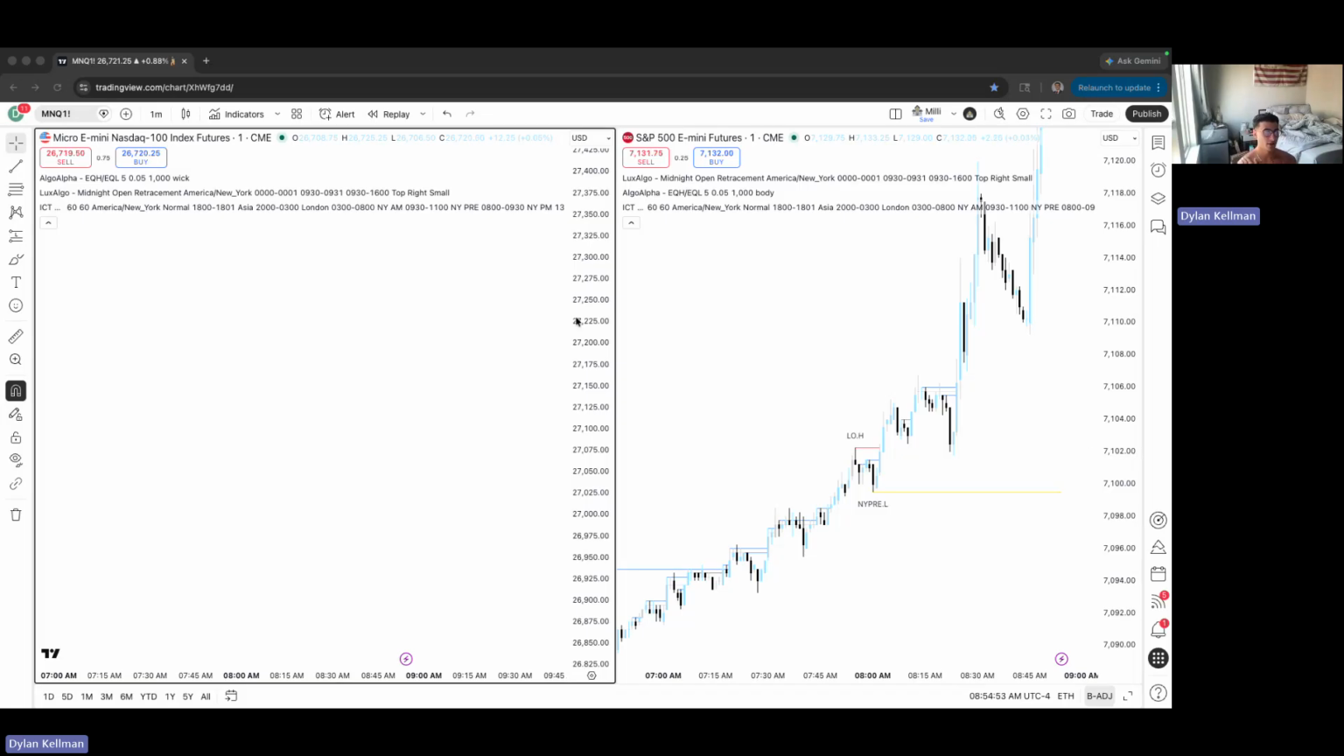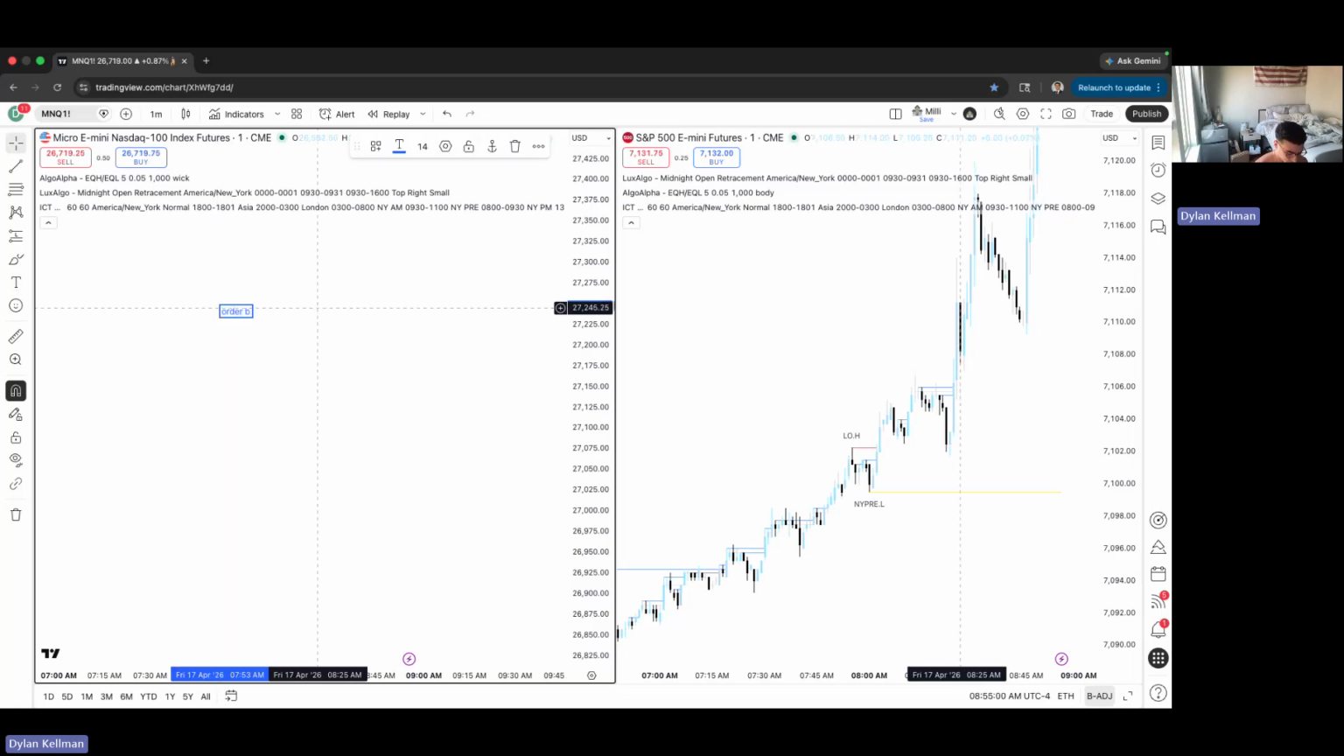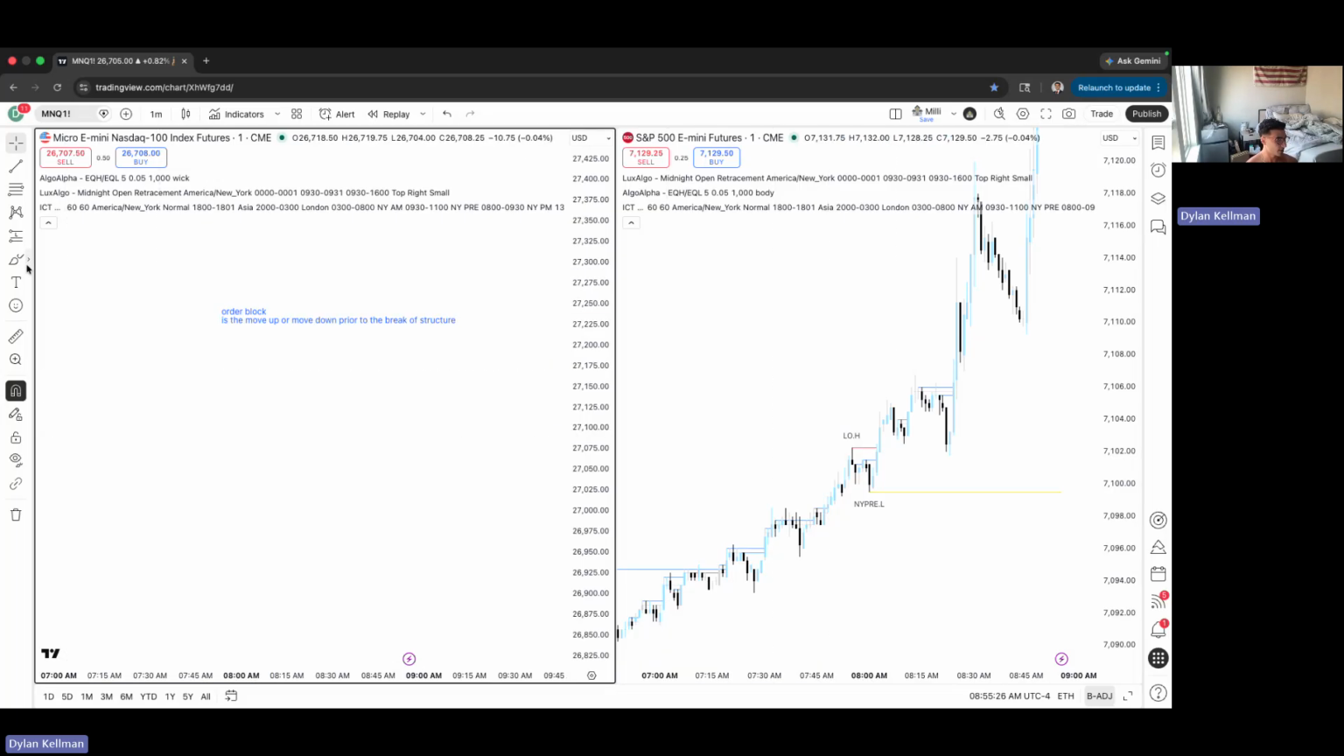But today we're gonna go over order blocks, okay? So let's just go with this. What is an order block? An order block is the move up or move down prior to the break of structure. And I'm pretty sure I already made a video on this, but you guys should know what this is already.